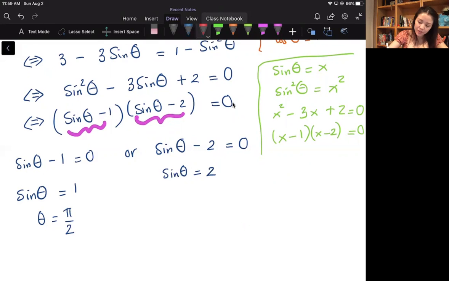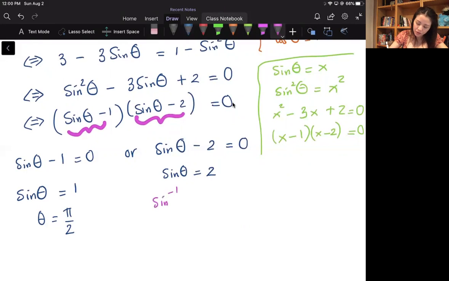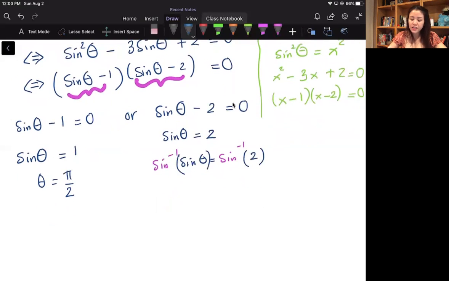So if I do this, that's what I do: sine inverse, I have sine theta here, and the 2 here, right? That's naturally what we would do, right? And then I see sine inverse and sine cancel. So on the left-hand side, I just have theta, right? And on the right-hand side, I have sine inverse of 2. What is sine inverse of 2? What is the value of sine inverse of 2?